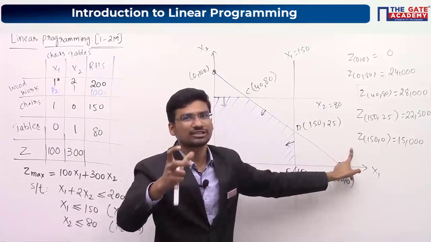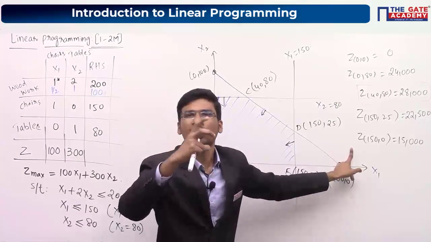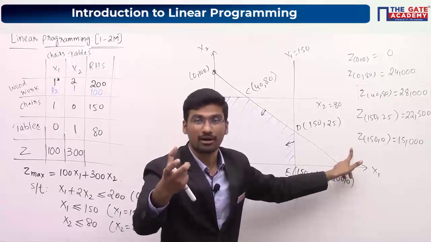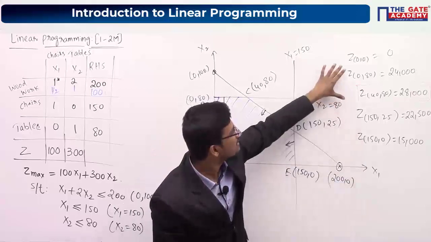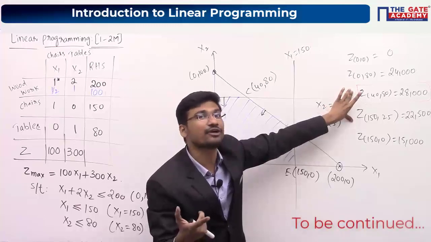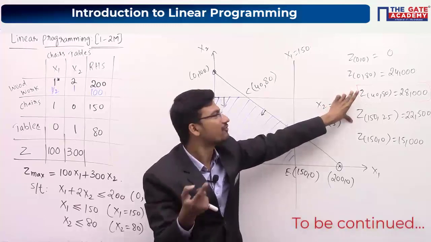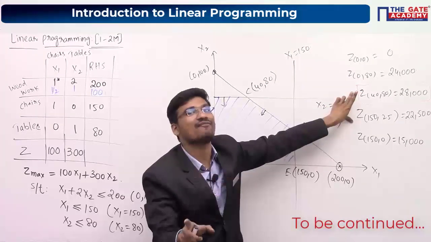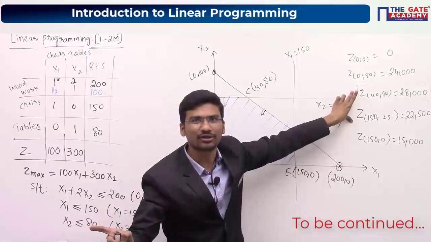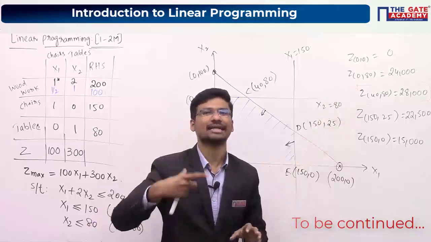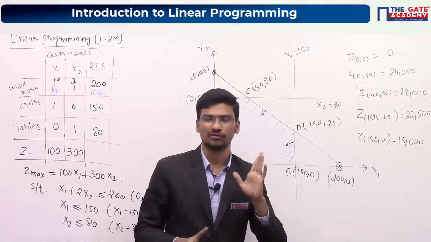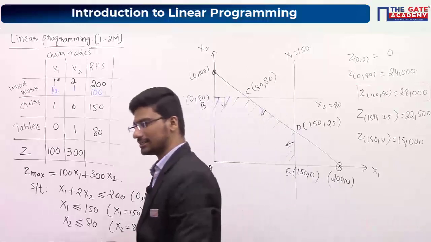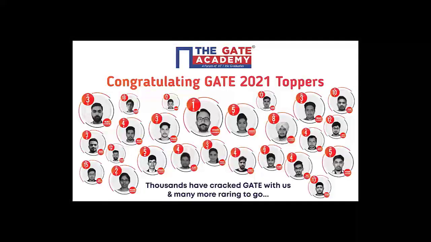They can frame questions where at more than one corner point you may get the optimal solution. That means, let us say at this point and at this point, you are getting 28,000. Then for this particular LPP, you have multiple optimal solutions. Okay. That's what we are going to discuss in the next topic, types of solutions. Fine. So let's move to the next topic.